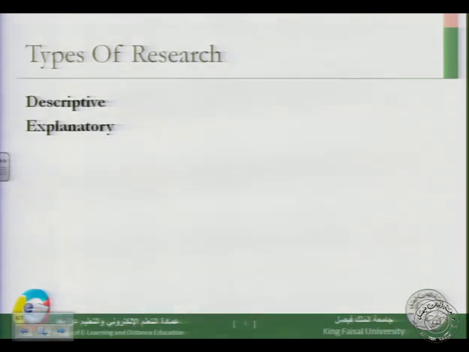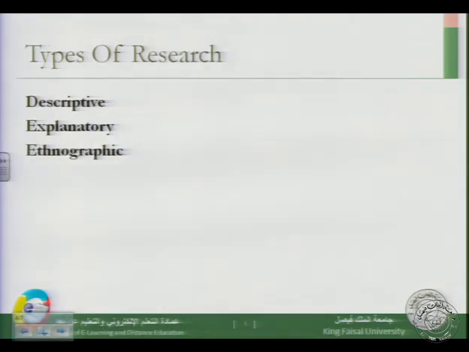Explanatory? Well, I want just to explore some areas in language studies, and then I want to explain reasons, to explain justifications of these practices. Again, let's have the example of teachers who mark their students' homework and those who don't. I just want to explain the reasons. This is called explanatory.